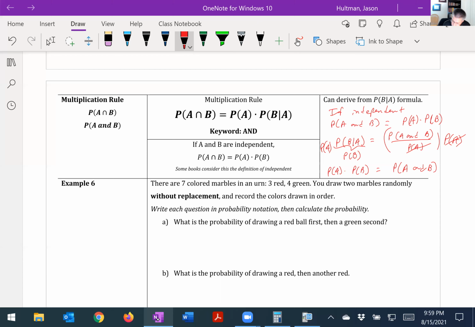Now, if they're not independent, then you can't make the probability of B given A into the probability of B, but you just leave it like this on this side. So that's where this formula comes from. We just multiply both sides by the probability of A and we get that formula. If they're independent, then this probability of B given A turns into just the probability of B. Let me write this a little less confusing.